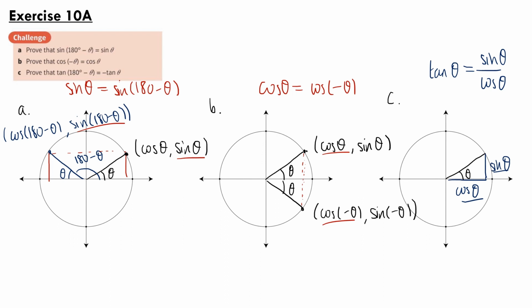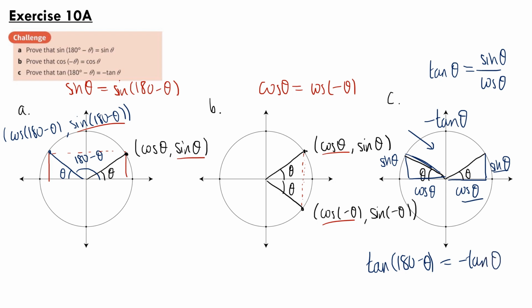And if we look at 180 minus theta, so that will be here, where this angle is also theta. If we think about the gradient of this line too, then we have that this length here is also sine theta, and this length is also cos theta, but because the line is going downwards this time, we have a gradient of minus tan theta. And so we have tan of 180 minus theta, so the gradient of this line here, is equal to minus tan theta, as required.